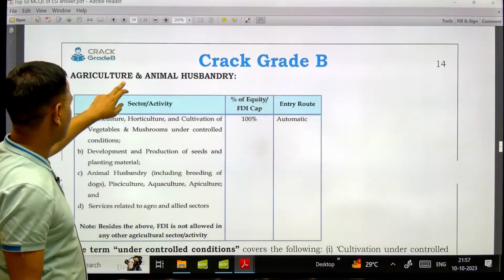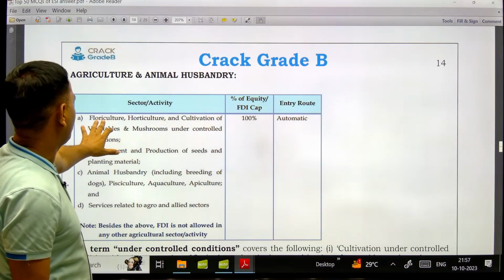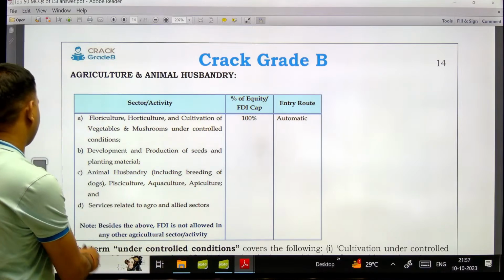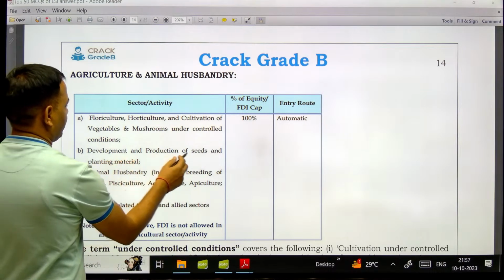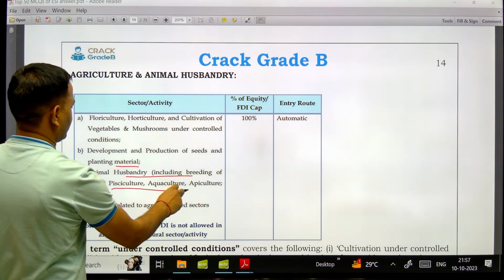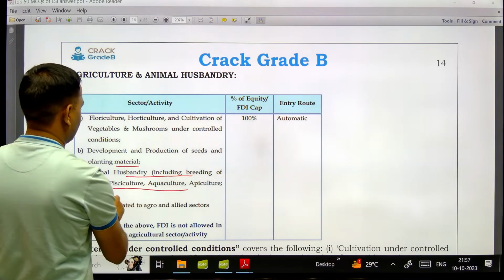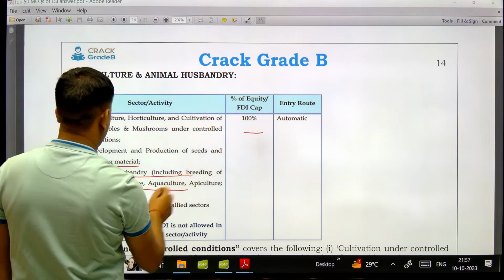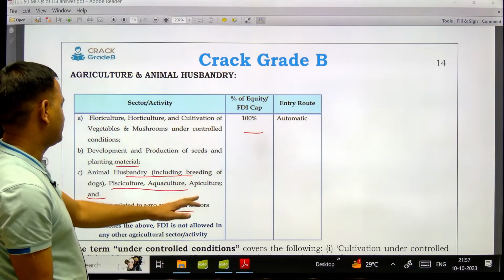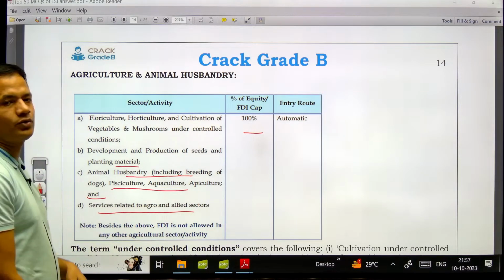And some more facts are there. Floriculture, horticulture and cultivation of vegetables and mushroom under controlled conditions. Development and production of seed and planting material, animal husbandry including breeding of dogs, fish culture, aquaculture, apiculture, 100% automatic. Services related to the agro and allied sector, 100%. Besides the above, FDI is not allowed.